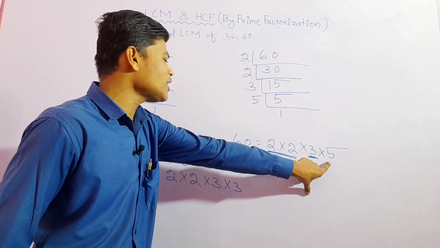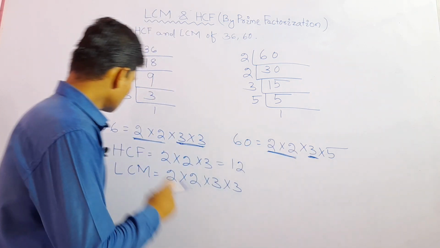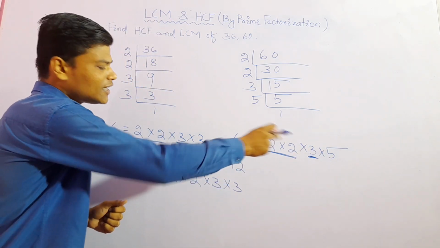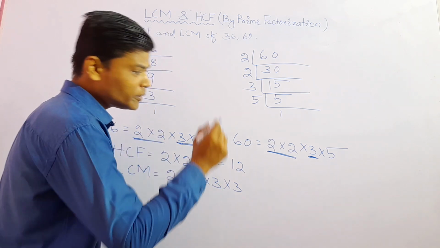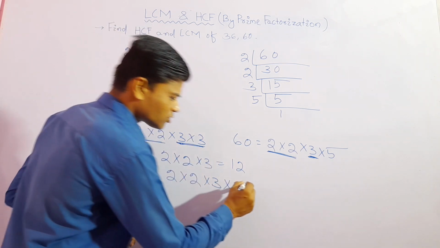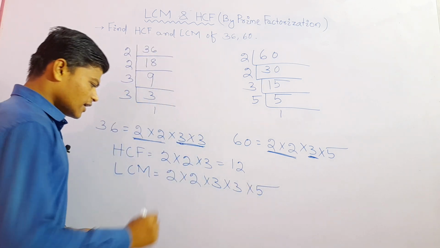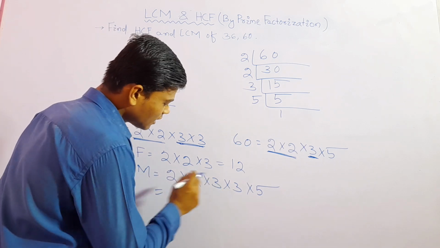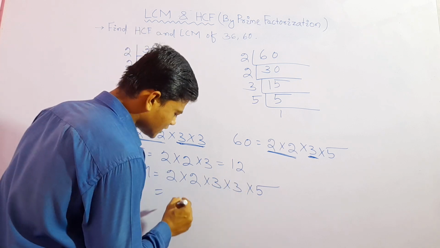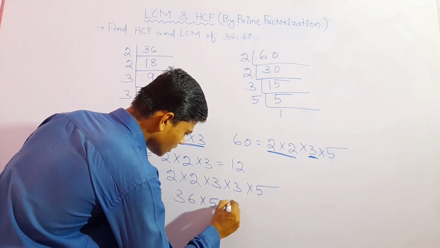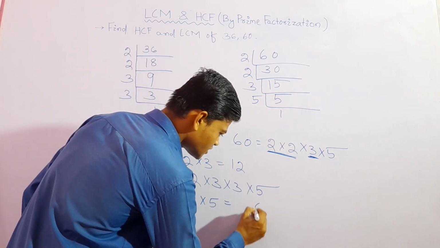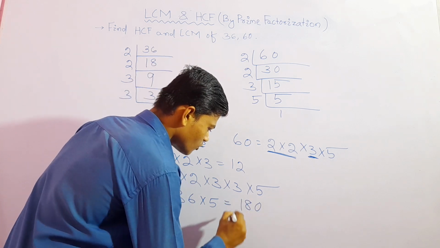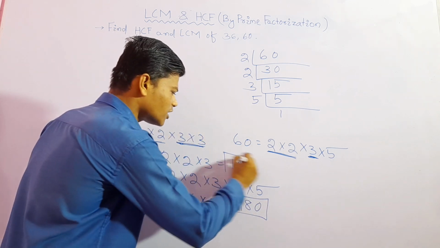Now 5 is present only 1 time in 60, but it is not present in the expression of 36. That means it is present 0 times. So here 1 time 5 is present, here 0 times. Not present means 0 times. So we will take the maximum time of appearance of 5, so multiplied by 5. Okay. Now by calculating you can find out the LCM. So 2 2s are 4, 4 3s are 12, 12 3s are 36, 36 multiplied by 5: 5 6s are 30, we write 0 here, 3 will be carried over, 5 3s are 15 plus 3 is 18, so 180 will be the LCM and 12 will be the HCF.